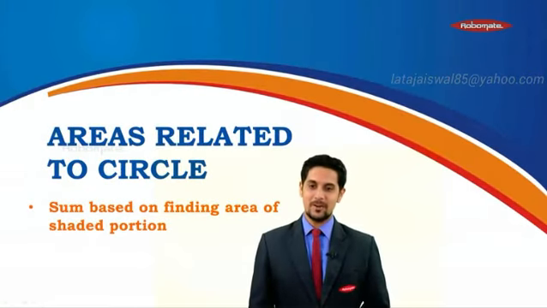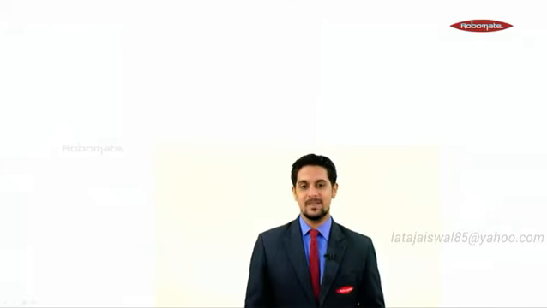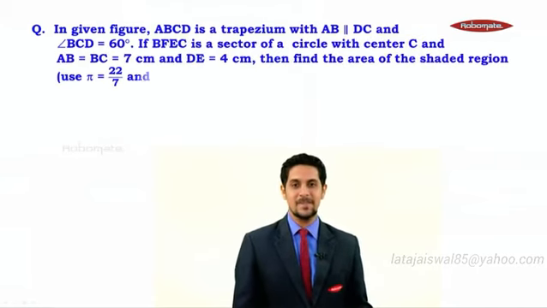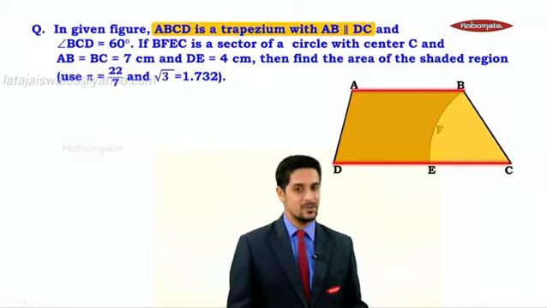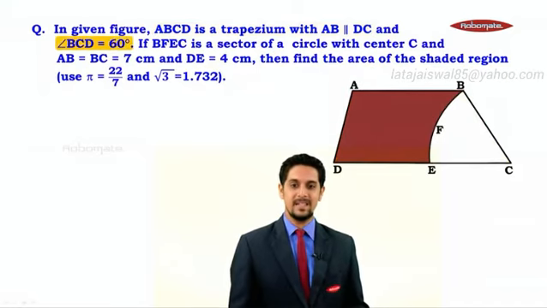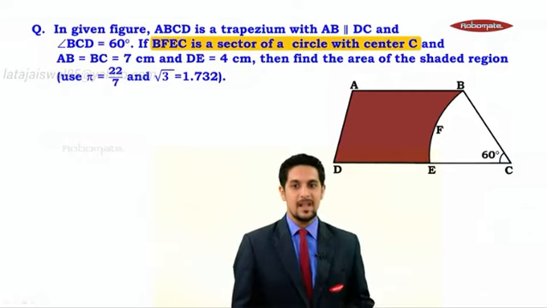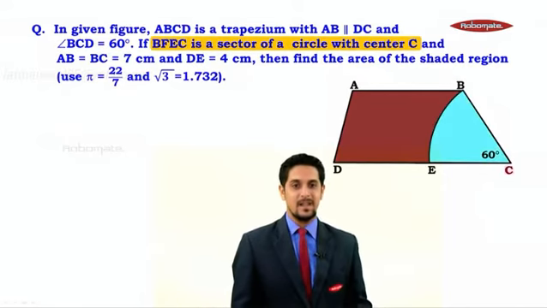In this module, we are going to solve a sum based on finding the area of a shaded portion. Here is the question which says, quadrilateral ABCD is a trapezium with AB parallel to DC as shown in the figure. And the value of angle BCD is 60 degrees as you can see over here. And BFEC is a sector. And the center of the sector is C.